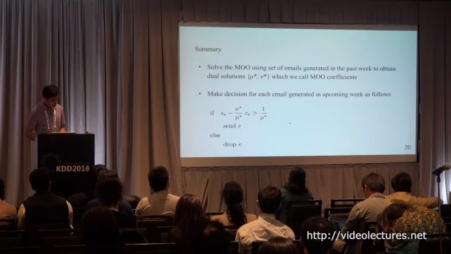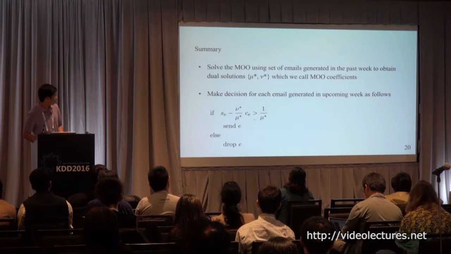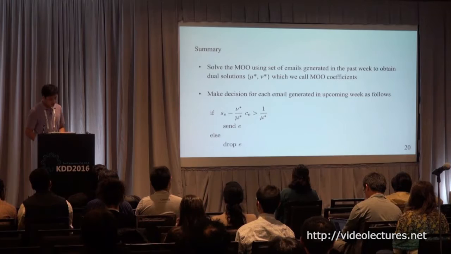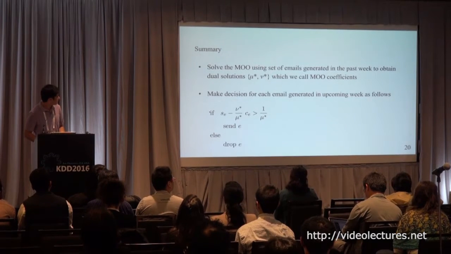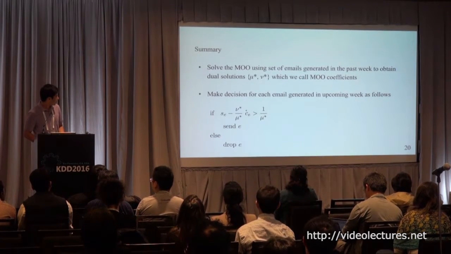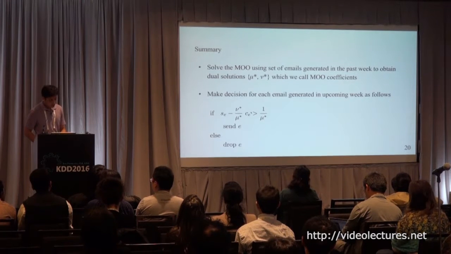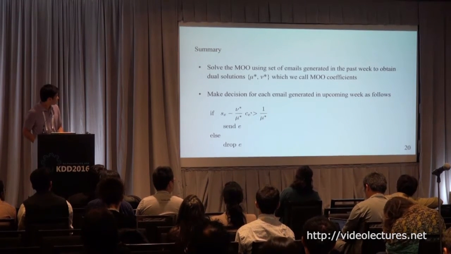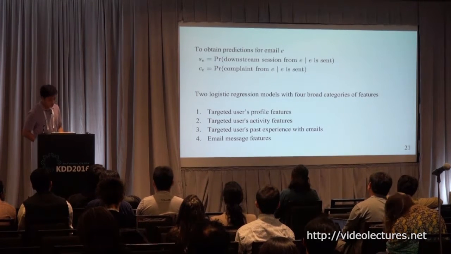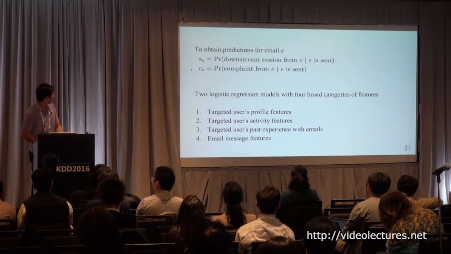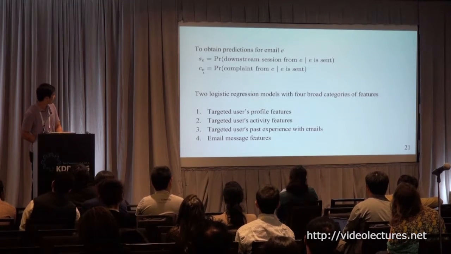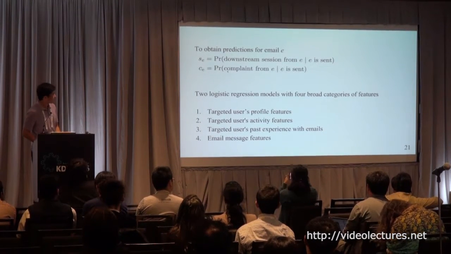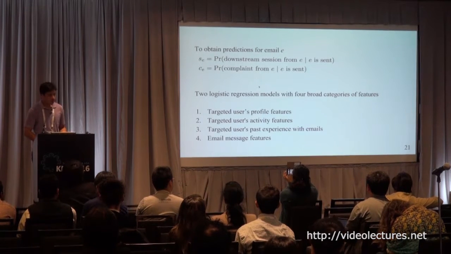So as you can see, this is a very simple decision-making process once mu star and nu star are known to us. And what I've not yet explained is how we obtain these probability of session and probability of complaint for each email E. And this is a relatively simple prediction problem. To obtain these predictions, probability of session and probability of complaint for email E, we trained 2 logistic regression models with 4 broad categories of features.